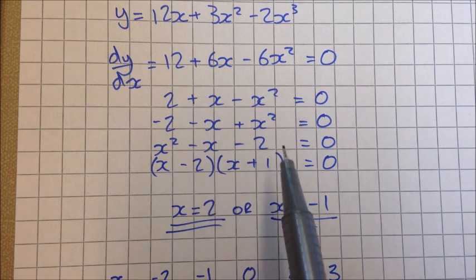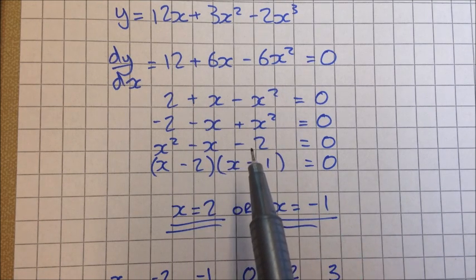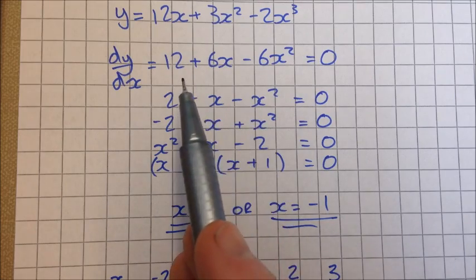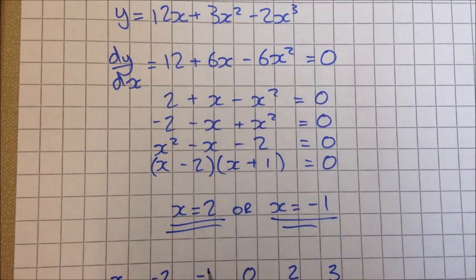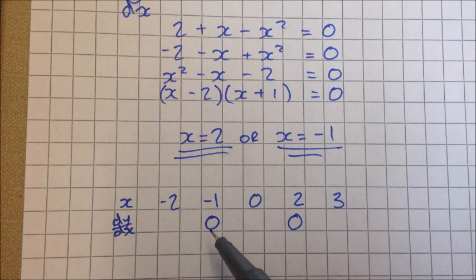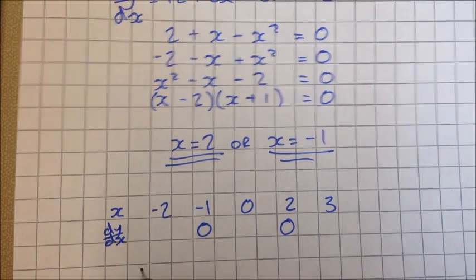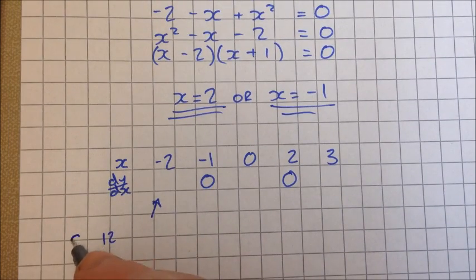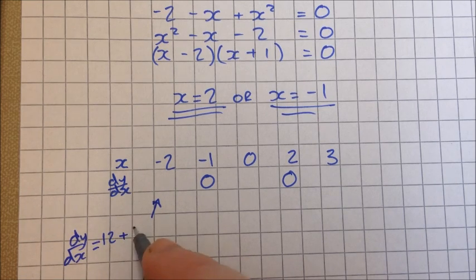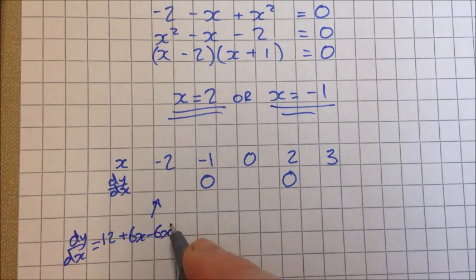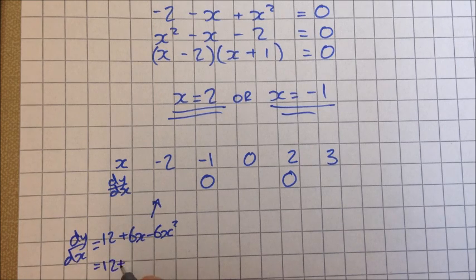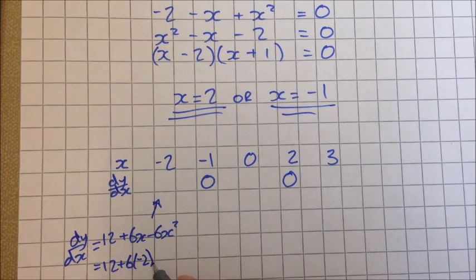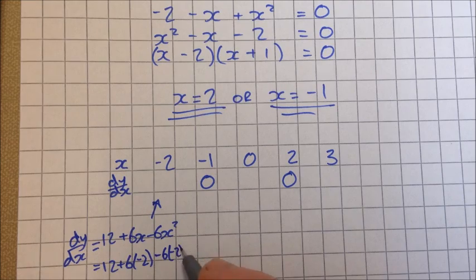Now we can't plug it into this one because this is our modified equation. It won't give us the same answer. Because remember, this won't equal 0 for these values. It will equal something else. So this one, our dy dx equals 12 plus 6x take away 6x squared. So we're going to do 12 plus 6 lots of negative 2, take away 6 lots of negative 2 squared.